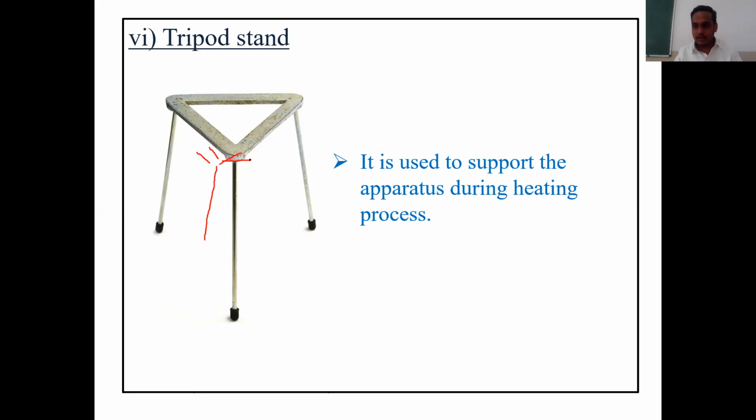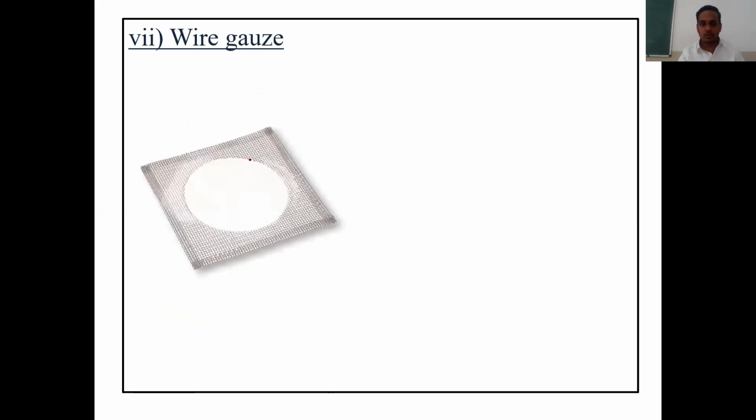Either it can be beaker if you are going to heat for a short period of time. If you are going to heat for a longer period of time, obviously you will be using China dish. For them, we need the support because we can't keep them directly on the Bunsen burner. So we are going to use tripod stand, which provides the support.